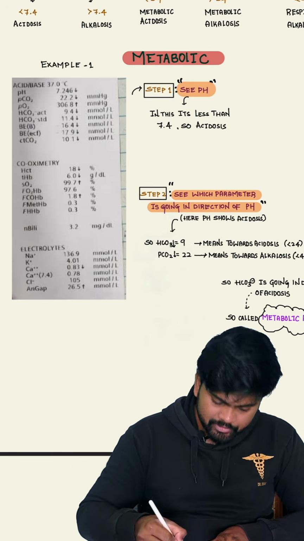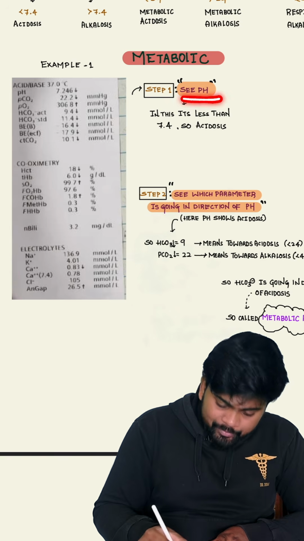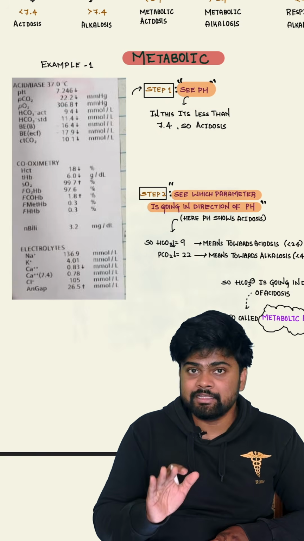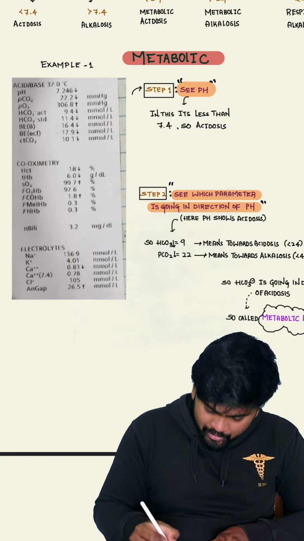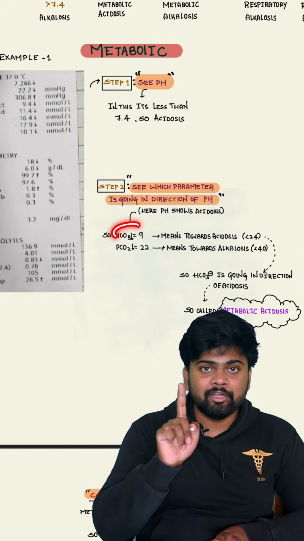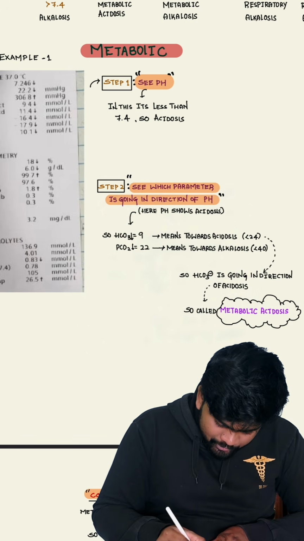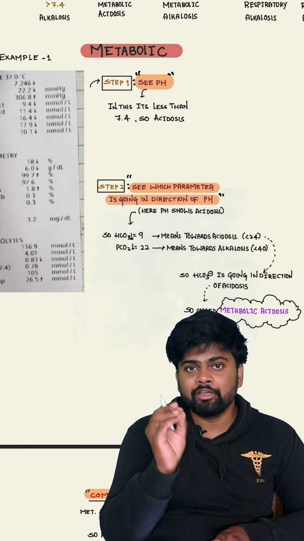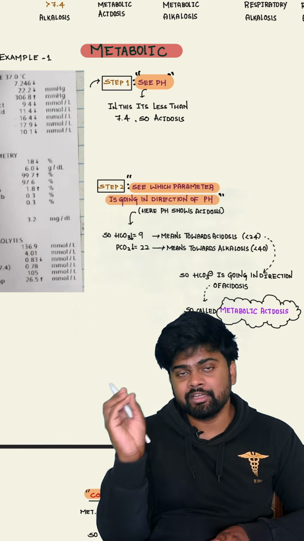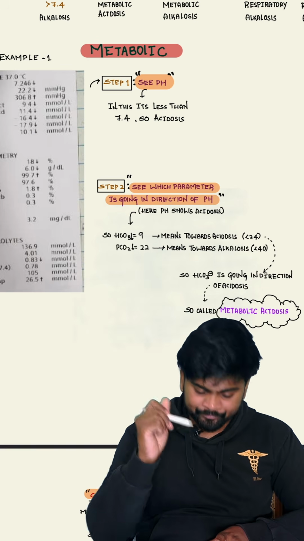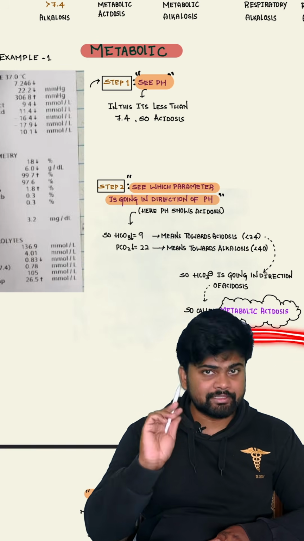This is our ABG. Step 1 is we have to see the pH. If the pH is less than 7.4, here 7.246, we call it acidosis. Now step 2, we have to see which parameter is going in the direction of pH. For that you have to see bicarbonate and PCO2. Here our bicarbonate is around 9 and our PCO2 is around 22. So bicarbonate is decreased, PCO2 is also decreased. Decreased bicarbonate we call metabolic acidosis and decreased PCO2 we call respiratory alkalosis. So which is going in the direction of acidosis? Yes, this ABG is metabolic acidosis.